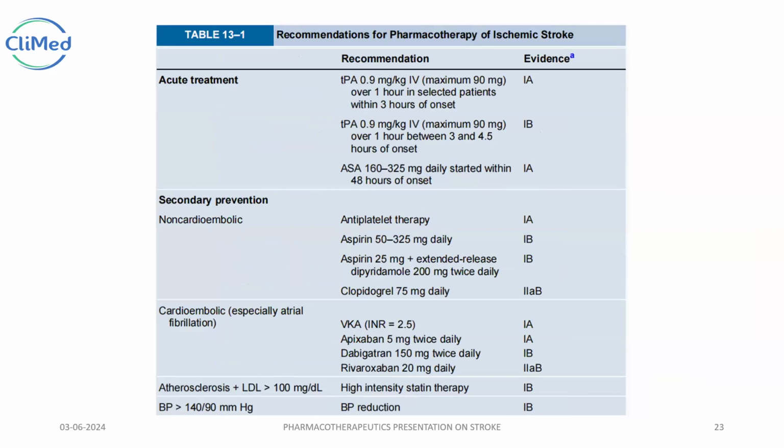As I have told, in acute primary treatment we use tissue plasminogen activators, and within 48 hours we have to start the patient on aspirin. For secondary prevention, for cardioembolic sources, we can give antiplatelet agents. For cardioembolic source, we can give oral anticoagulants. For atherosclerosis, we have to maintain blood pressure also. For that, we can give antihypertensives.